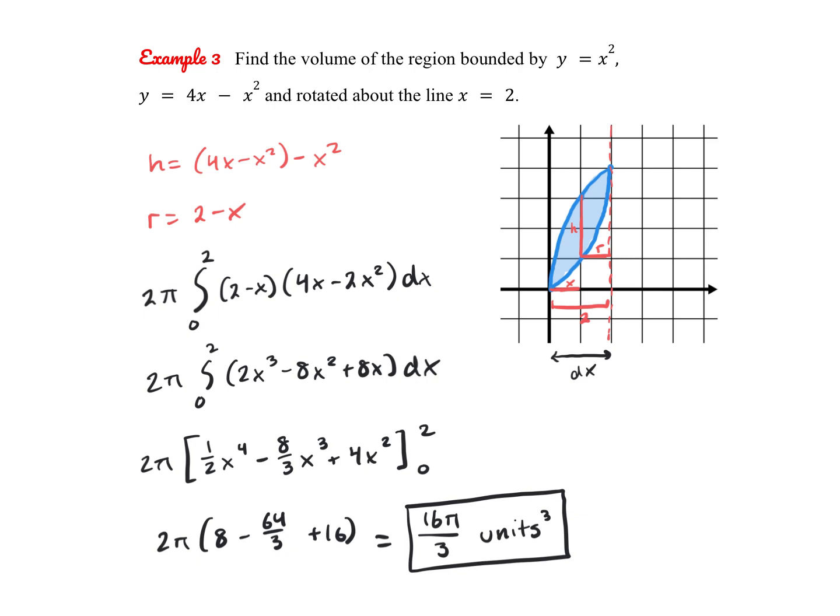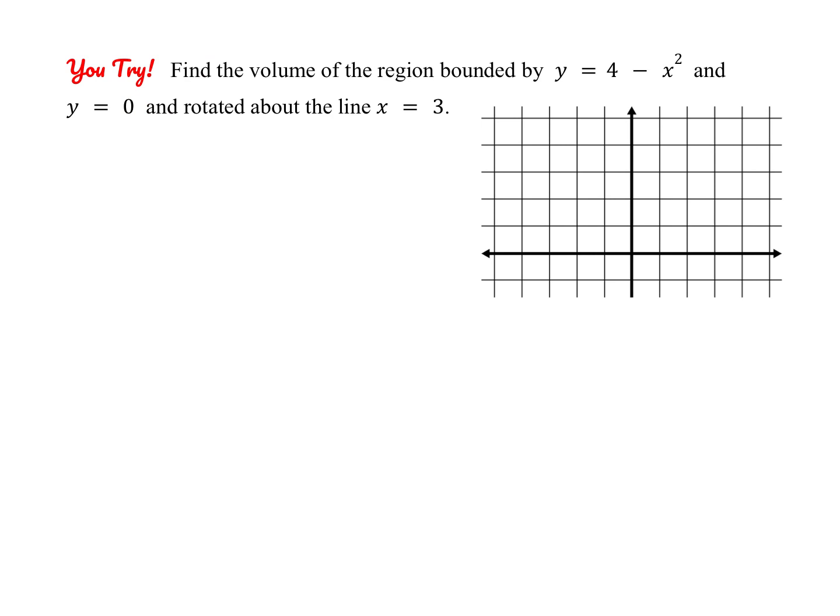So again, just be really careful here when you're defining your radius, and everything for these problems so far has been in terms of x because that is how we're integrating. All right, go ahead and pause the video and give this one a try. And for this problem, you can just set up your integral and then use your calculator to evaluate it.